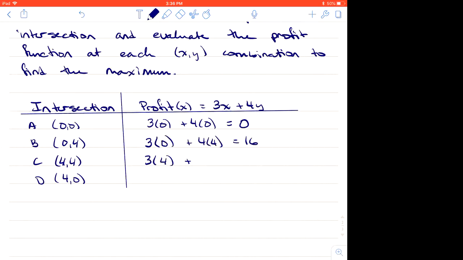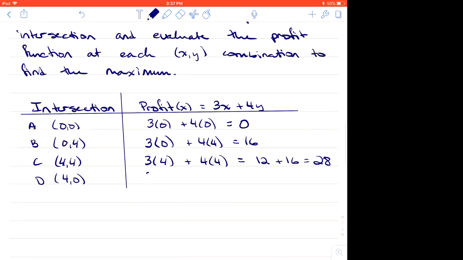3 times 4 plus 4 times 4. 12 plus 16. Let's call it 28. That's even better, which we kind of suspected, right? (4, 4) should give us a good value. It won't always be that obvious, but this is a basic example. Then 3 times 4 plus 4 times 0 is 12.